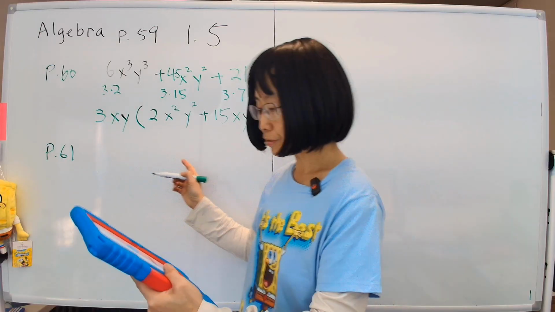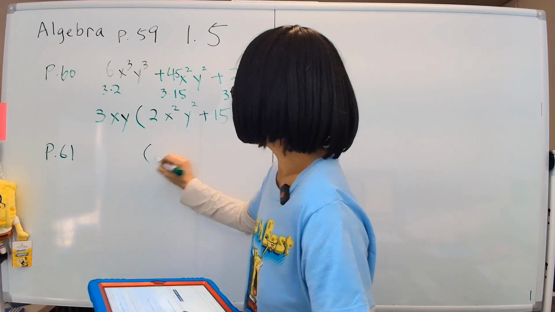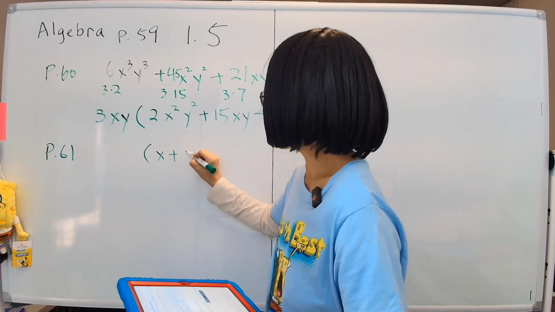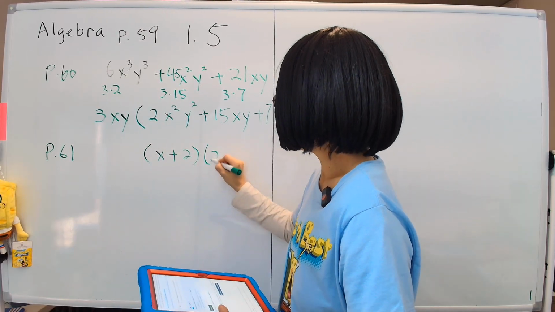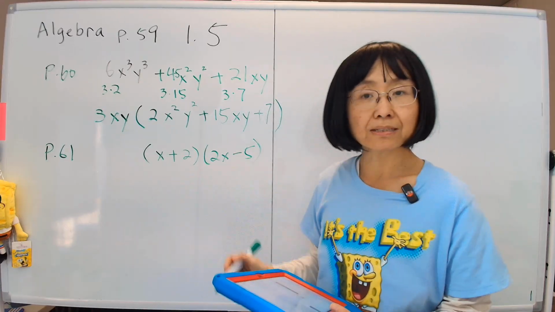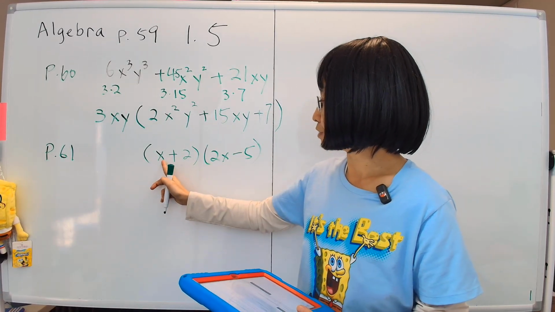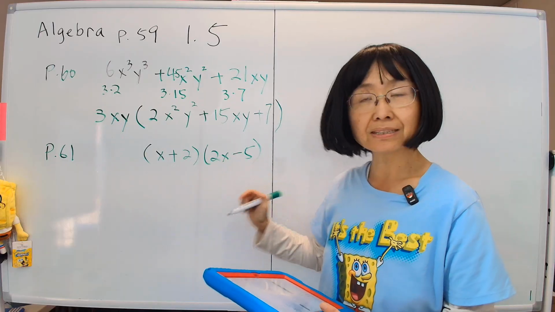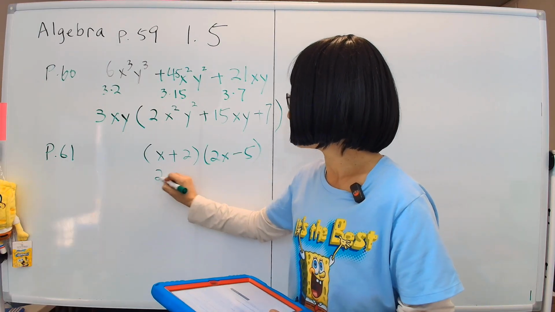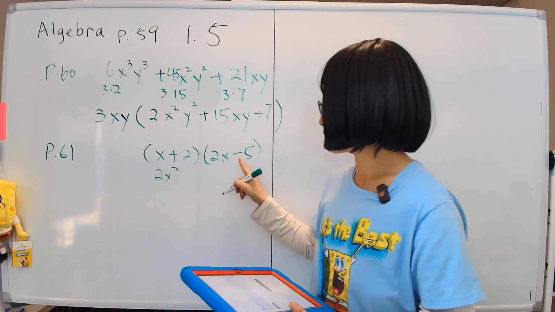Now before we do that, let's make something up. Let's say we have x plus 2 multiplied by 2x minus 5. This is something similar to what you did in the previous section. Now how would you do that? Well, first you take the first term and multiply by each one in the second term. So we have 2x squared, x for the first one, and then x with the second one.